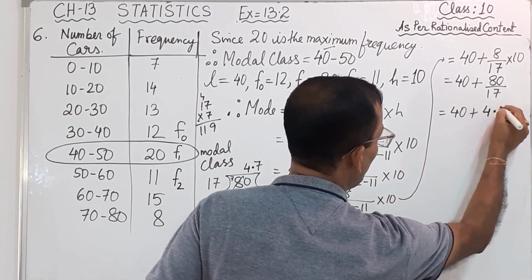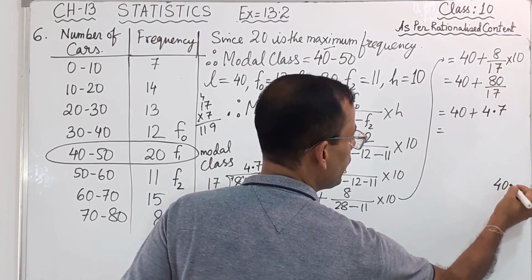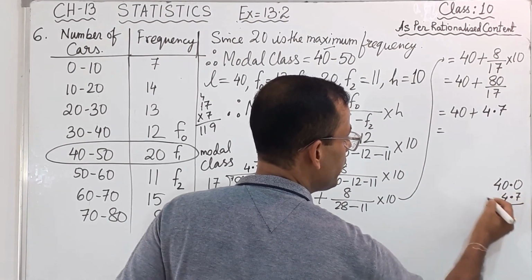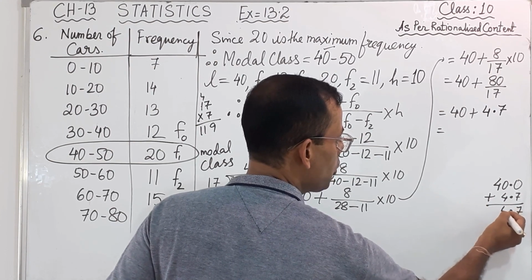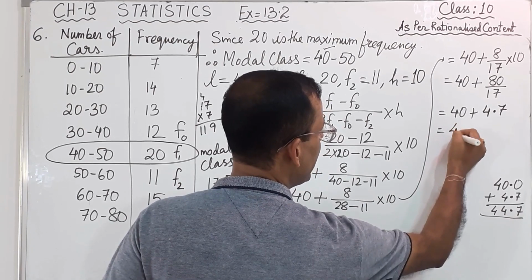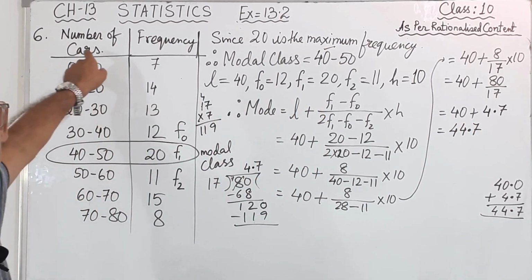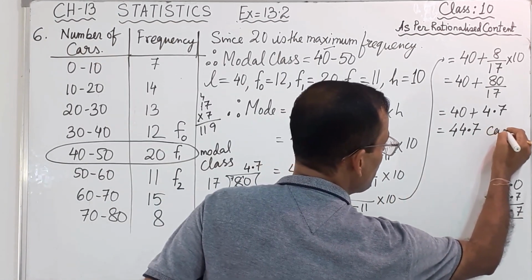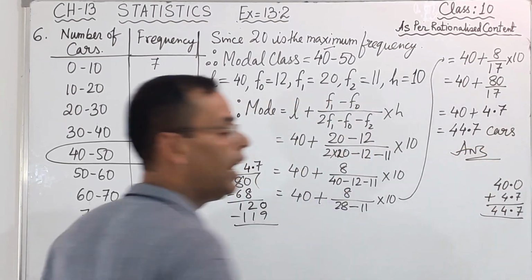Now 4.7. Now if you add, see, 40 means 40.0 and this one is 4.7. When you add, 7, then point below point, 4 or 0 will be 4. Again this 4 will come down. So what you will get is 44.7. And the question is talking about the number of cars. So the answer also will be 44.7 cars. And this is the answer.